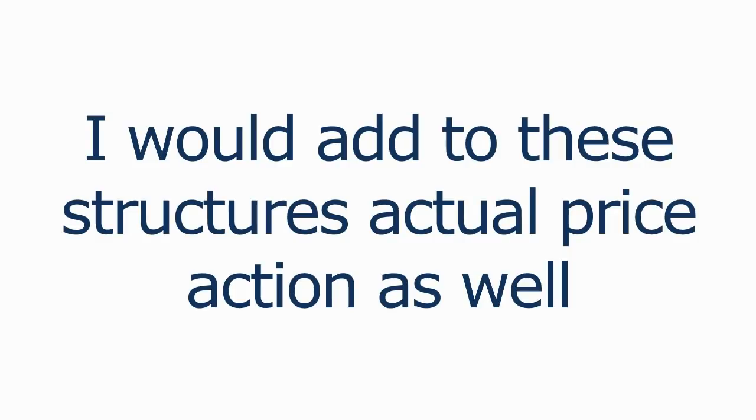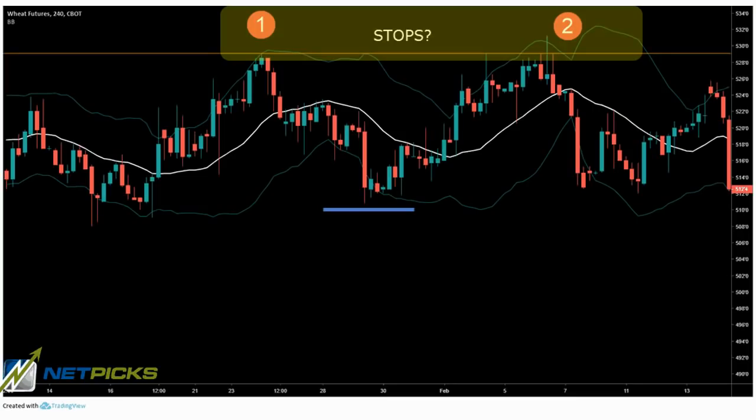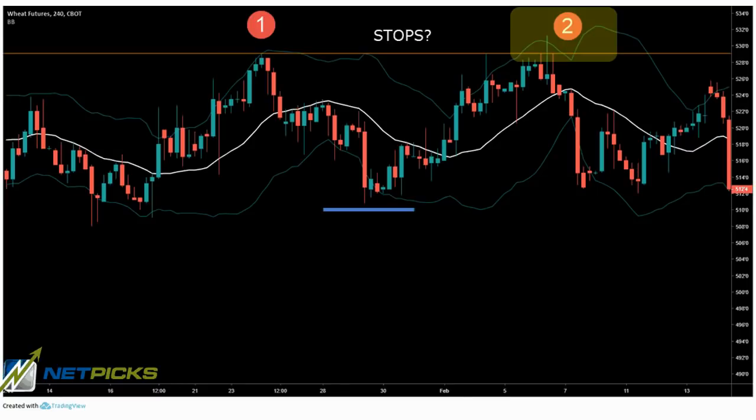And I would add to these structures actual price action instead of just blindly shorting or buying on the patterns alone. Using an example here of wheat futures, we can see at 1 and 2, price put in a double top. You could trade these blindly, but we can add a simple failure test to aid us in a better entry. And you can see that at number 2, price poked above the Bollinger Band as well as the high over at number 1.